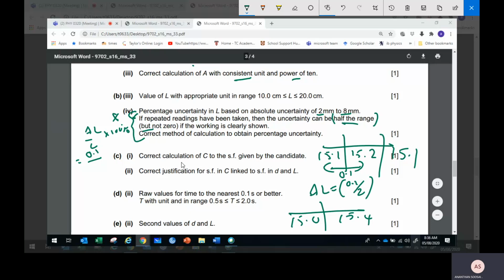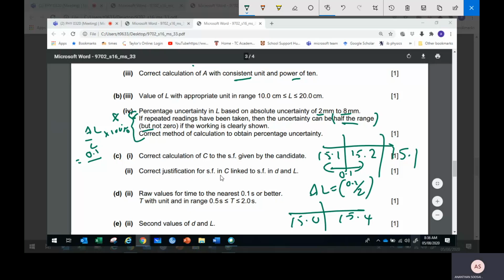I don't know how many significant figures you got for L and A. Go for the smallest for C. So C to the SF given by the candidate. So correct calculation, you get 1 mark. Easy to get this mark. Don't ever put a lot of significant figures. If you don't know how many significant figures to put, I say 3 SF. Correct justification for significant figure.